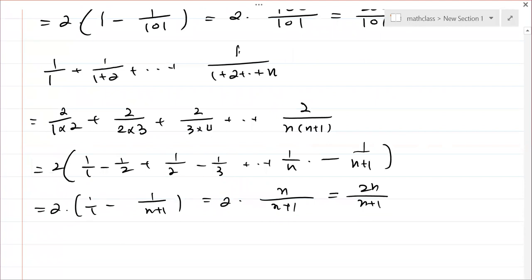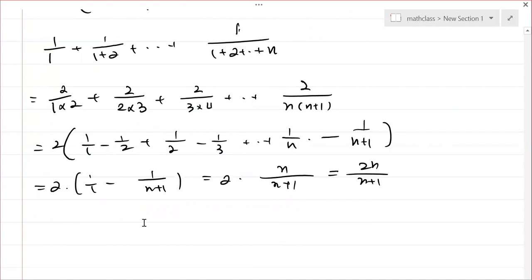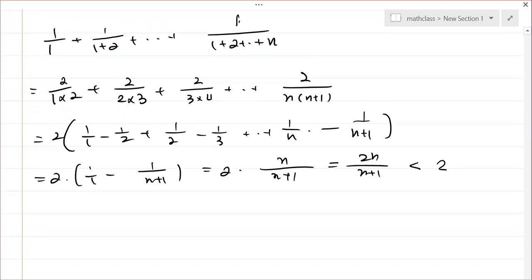So my question is, now this number is slightly less than 2, but it's getting close to 2, right? So we need some kind of concept of a limit. So this is clearly less than 2. Do you agree? Why? Because n over n plus 1 is always less than 1, okay? So no matter how many terms you add, you never get a number larger than 2, but it's getting close to it.